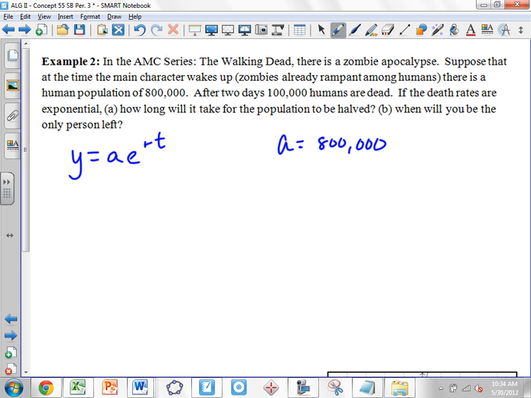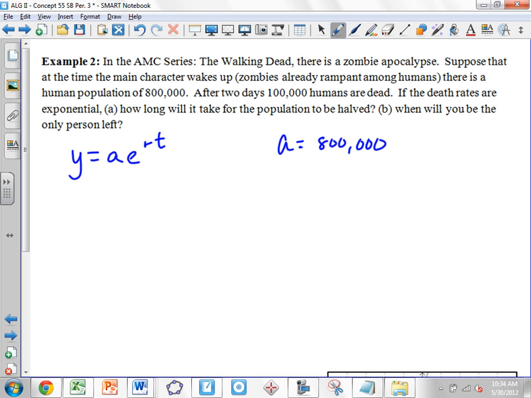But the problem is this, you're not given a rate. Anybody notice that right away? There's no rate in the problem. So the first thing that we're going to do is figure out that rate. Before we can get to part A and part B, we need to know what the rate is. But I can't do that just yet. But I do have some information.